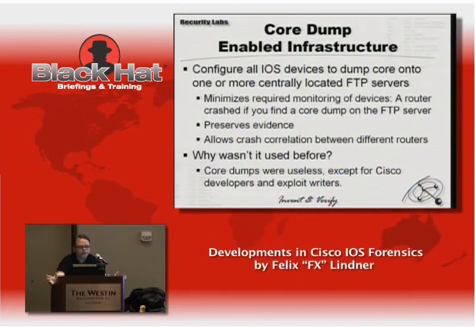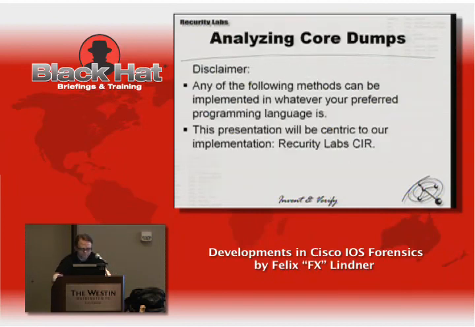So the question is, why doesn't anyone do that? Even when I talk to highly respected Cisco specialists, they say, well, yeah, we have tons of crashinfos, but we don't have core dumps. Well, the reason being, the core dumps were useless except for Cisco engineers and exploit writers. So now we have to make the core dumps useful.